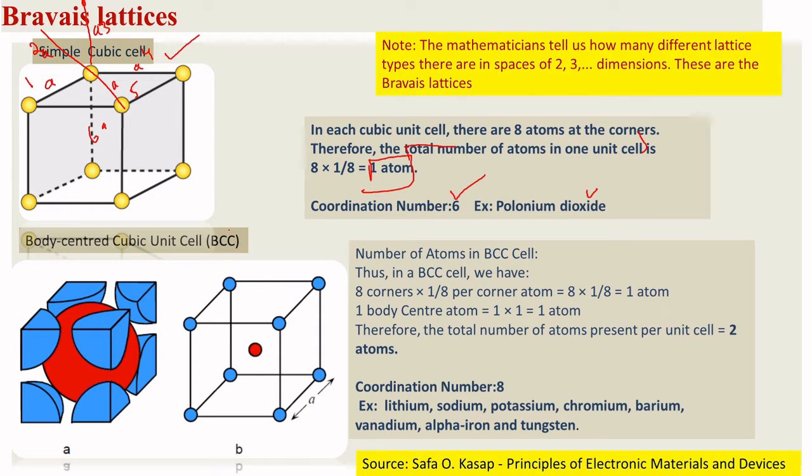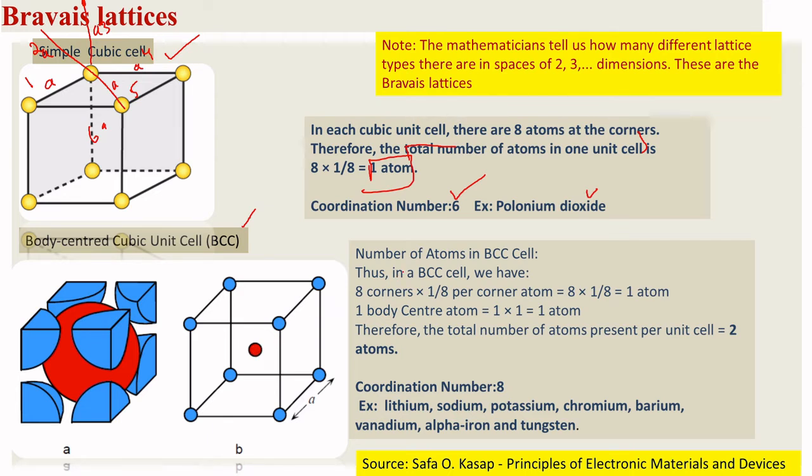Next we are seeing the body centered cubic unit cell. Here I have shown you only one part of the structure from the crystal. This is a reduced sphere representation for the BCC cell, to help understanding. See the difference between the simple cubic cell and the body centered cubic cell. At the center you have one atom, that is the body center atom.